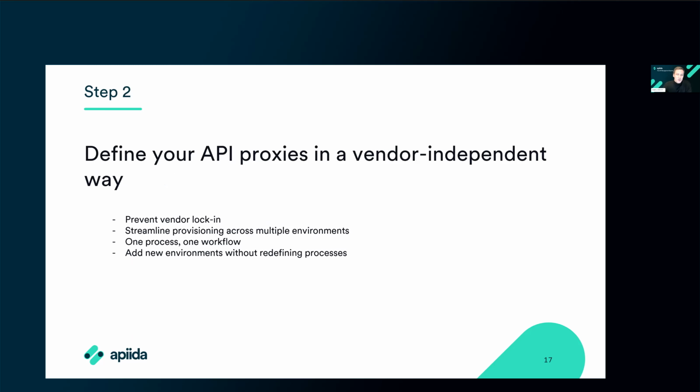The next step, of course, is to define your API proxies in a vendor-independent way. This is quite a no-brainer, but honestly, if you're looking at the market, there isn't a solution like that right now. So just define your API proxies, specify the authentication, the transformation, whatever data you want to strip, define it in a vendor-independent way, and then transform it into whatever the different platforms require.